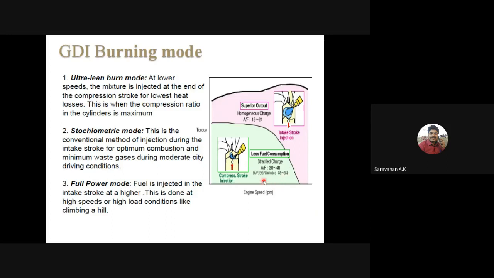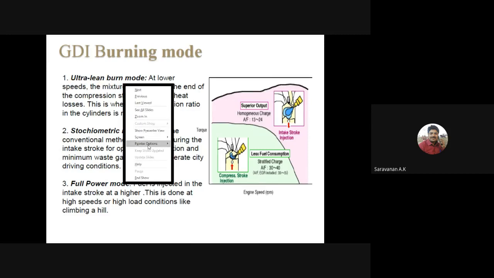But if we include the EGR unit, that is the exhaust gas recirculation unit, the air fuel ratio will be 35 to 55. So it is less fuel consumption, and for that reason we call it the ultra lean combustion mode.